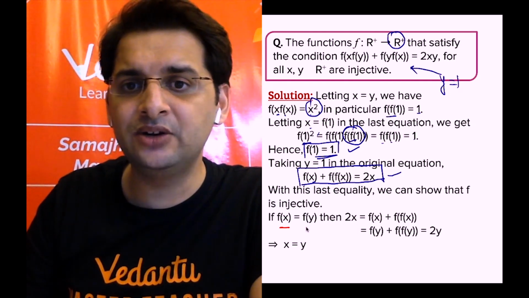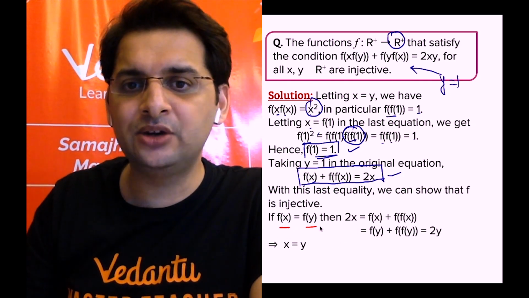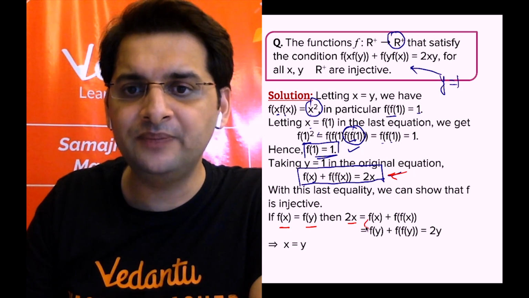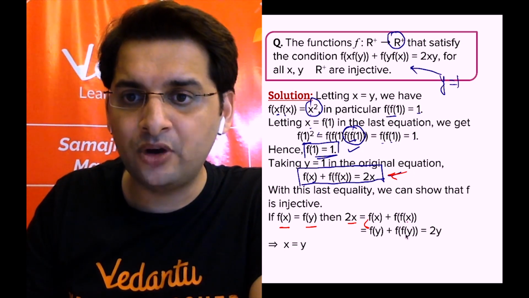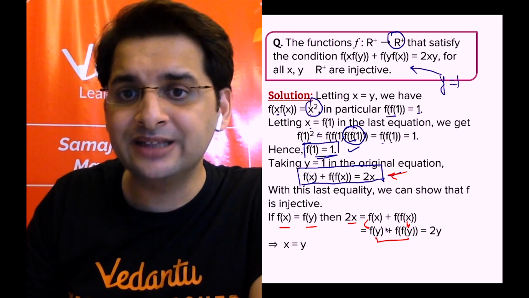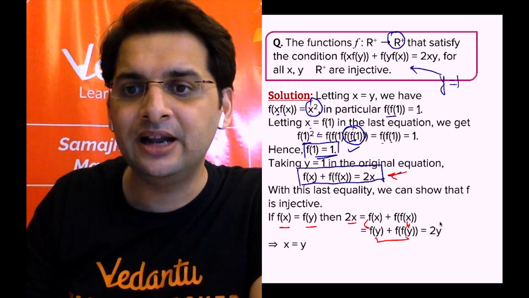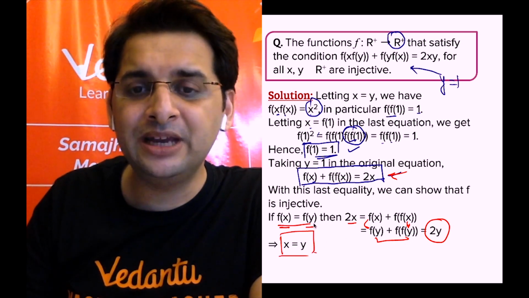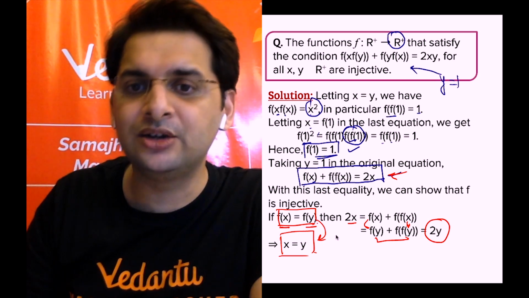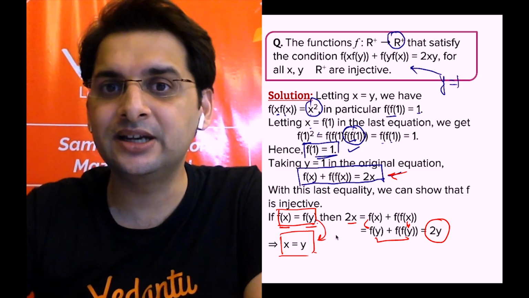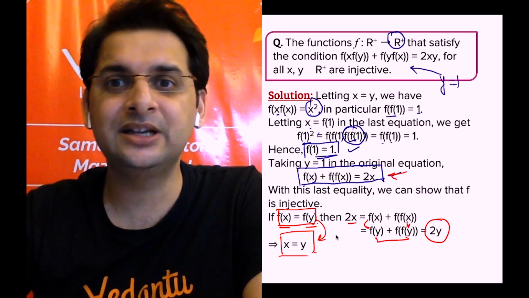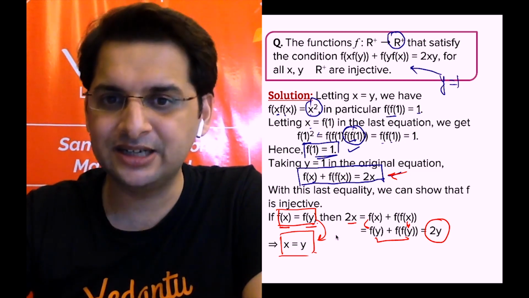Now if f of x is equal to f of y, if we assume this to be true, then 2x is f of x plus f of x using this. Now f of x is f of y, and f of x would be f of y. And using again the same thing, if I put x as y, I'll get 2y. So that means x is equal to y. So assuming f of x is equal to f of y, we proved that x is equal to y. And this is how we prove the functions are injective in nature. Hence, the function represented by this functional equation is injective in nature.